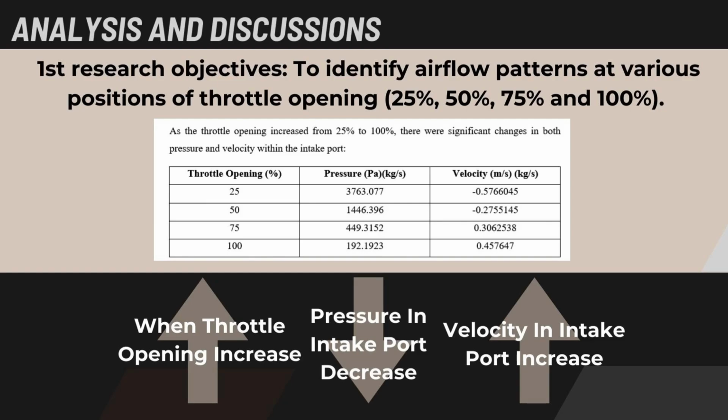The first research objective is to identify airflow patterns at various positions of throttle openings, which are 25%, 50%, 75%, and also 100%. As the throttle opening increased from 25% to 100%, there were significant changes in both pressure and velocity within the intake port. This table shows all the results of the pressure and velocity for different throttle openings. Therefore, when throttle opening increases, pressure in the intake port decreases, and velocity in the intake port increases.